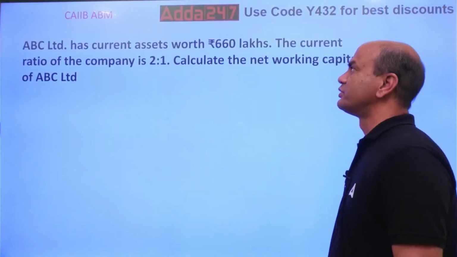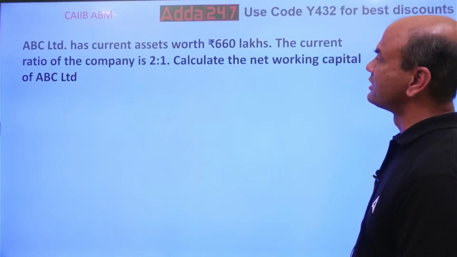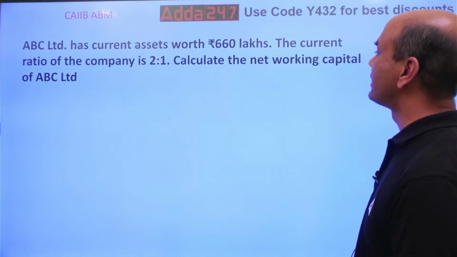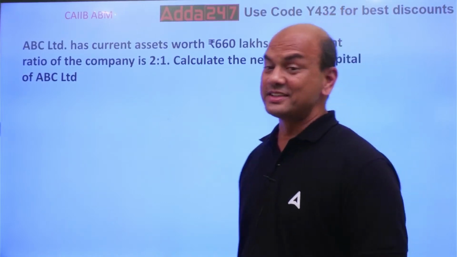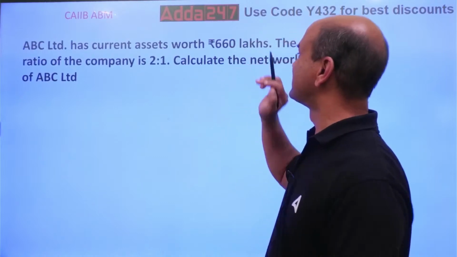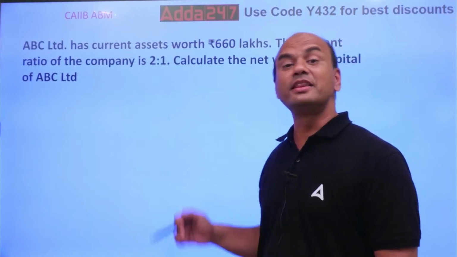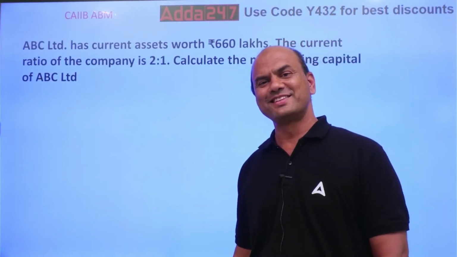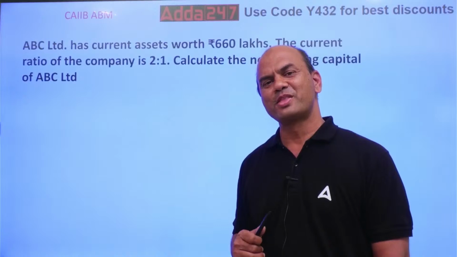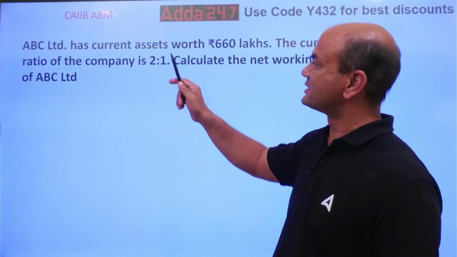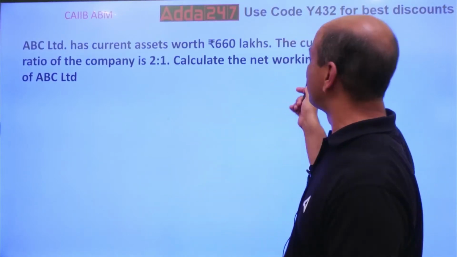ABC has current assets worth 660 lakhs. The current ratio of the company is 2:1. Calculate the net working capital of ABC Limited. Here, current assets are given as 660 lakhs, and the current ratio is given as 2:1. Calculate the net working capital. Think. Firstly, you need to know the relationship between current assets and current ratio, and then the relationship with net working capital.